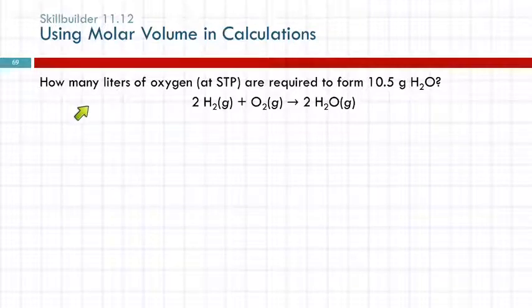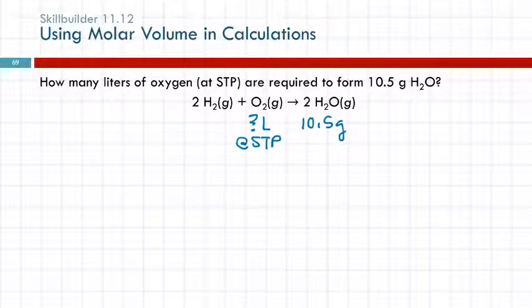So here's another gas stoichiometry problem. How many liters of oxygen at STP are required to form 10.5 grams of water? This at STP is our clue. We can use the shortcut. So again, use the chemical equation to organize the information. Here we've got 10.5 grams of water. The question is, how many liters of oxygen? So question mark, liters at STP.